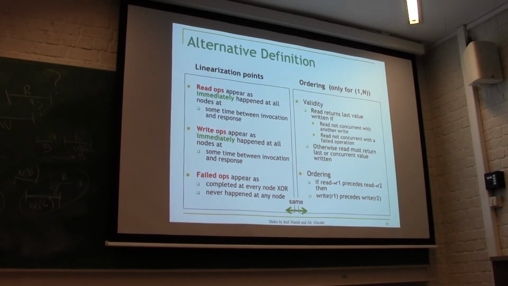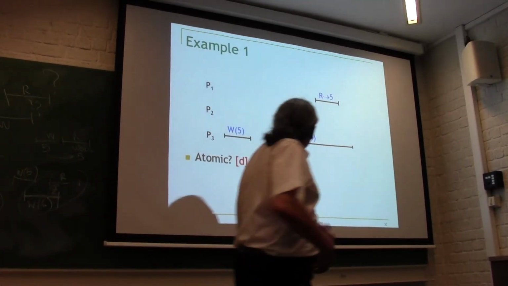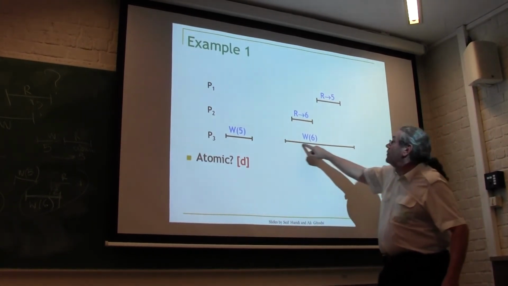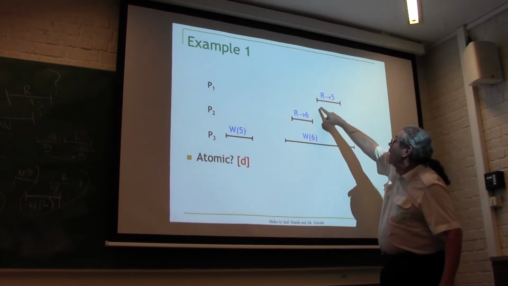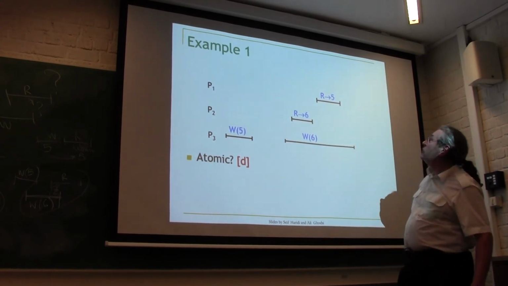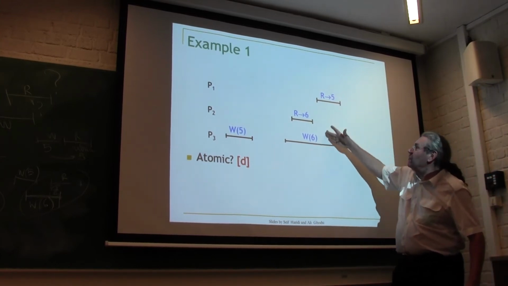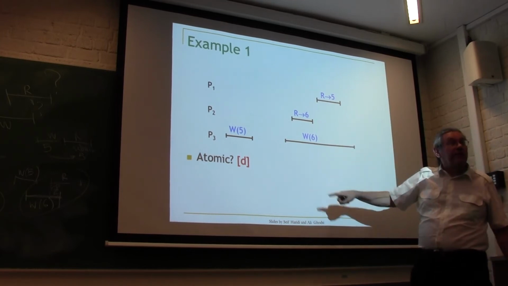But let me give you now some scenarios to get you some intuition. So here is a case. Three nodes. I do a write 5 and a write 6. Here I do read 6, and here I do read 5. Is this atomic? This is clearly a regular register. It's regular, you can see that. But is it atomic? Is it linearizable?